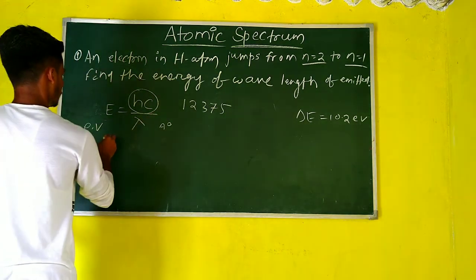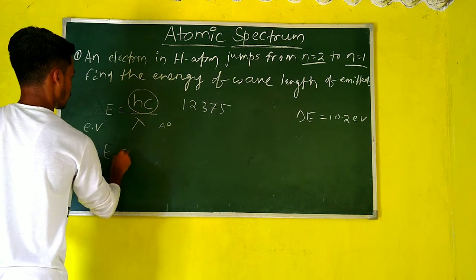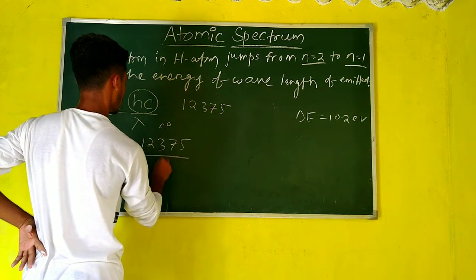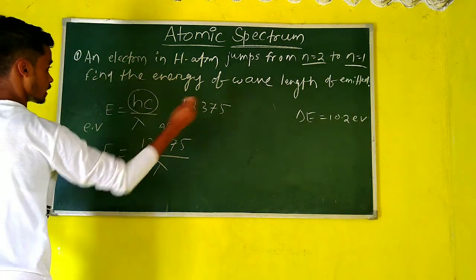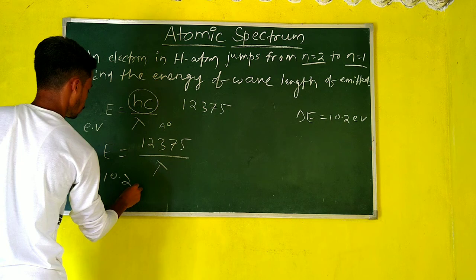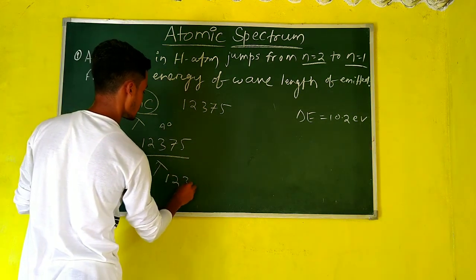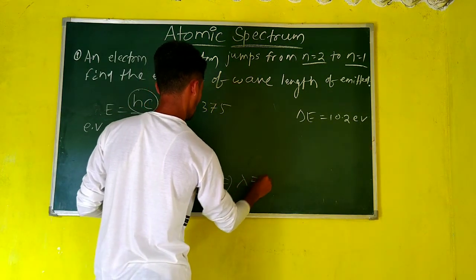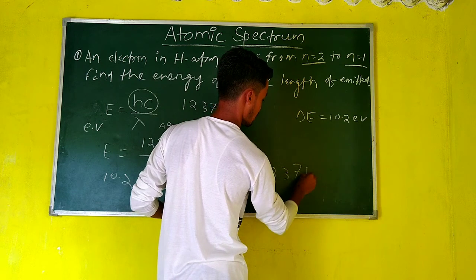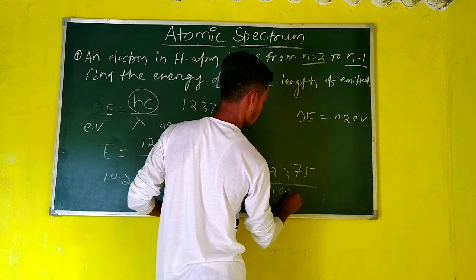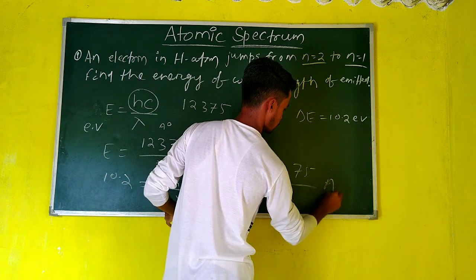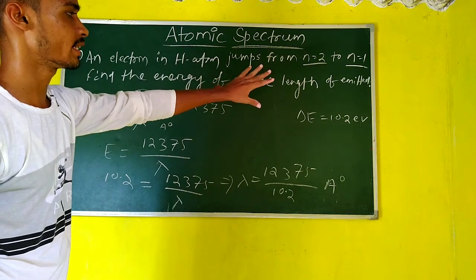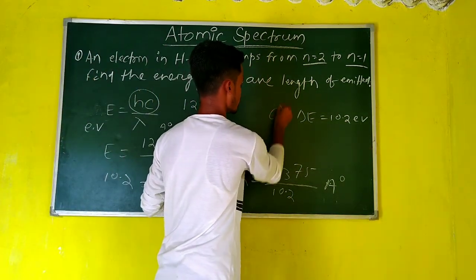So students, E equals hc by lambda, which means 12375 by lambda. The energy is 10.2, so 10.2 equals 12375 by lambda, which means lambda equals 12375 by 10.2 angstrom. This is how we can get the answer for the wavelength emitted. So this is the first answer and this is the second answer.